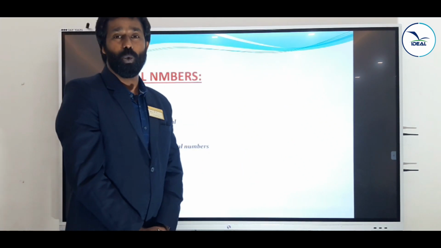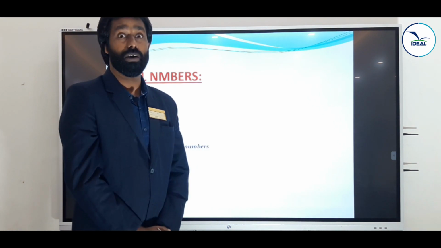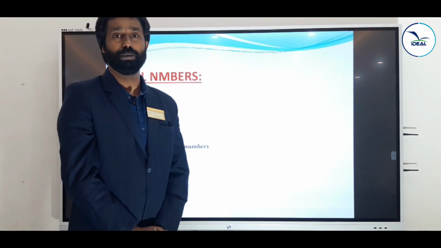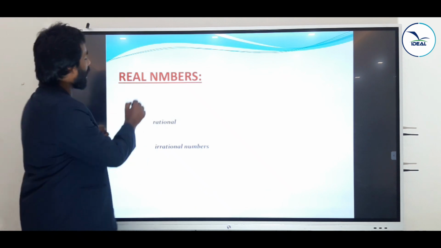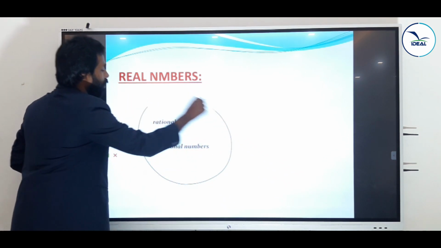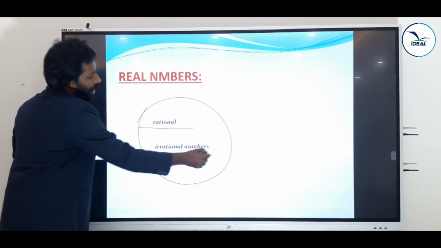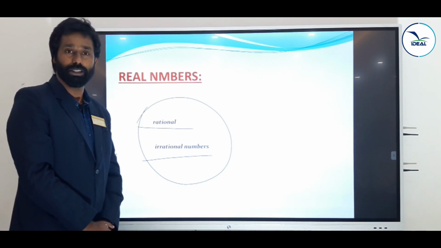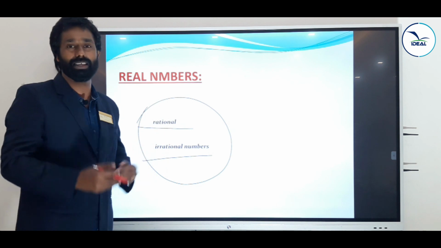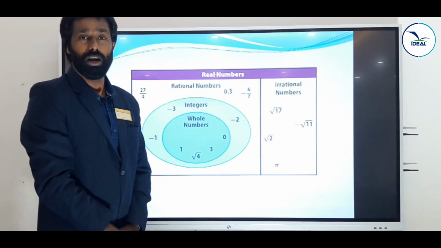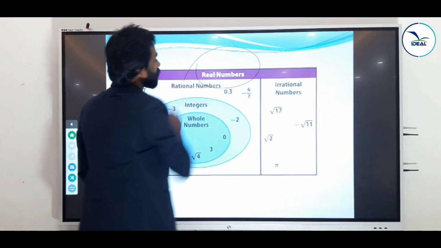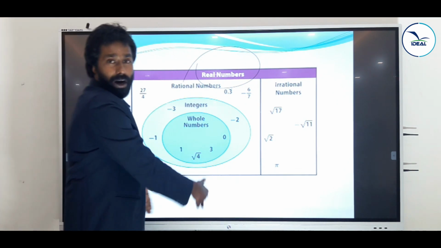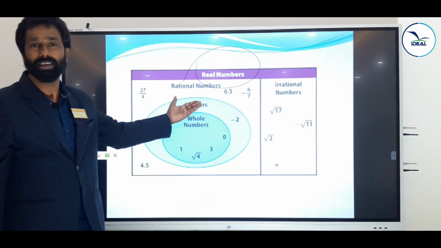Yes, well, now another set of numbers is called real numbers. Real numbers means a collection of all rational numbers and irrational numbers. That is real numbers. Real numbers means it is a collection of all rational and irrational numbers. So real numbers have two parts. The first one is rational numbers.